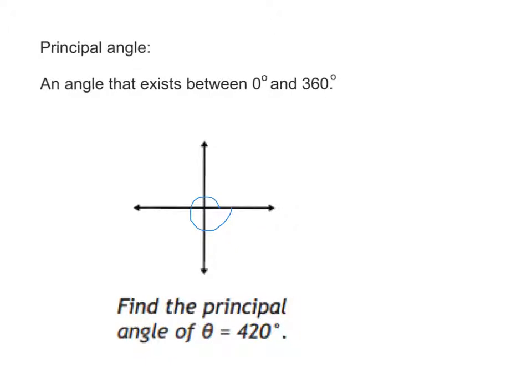There's 360 to get to 420. It's another 60. So there it is. That's the angle in standard position, 420 degrees. But the principal angle is just, if you didn't do the rotations, it's just that bit that in this case is 60 degrees.